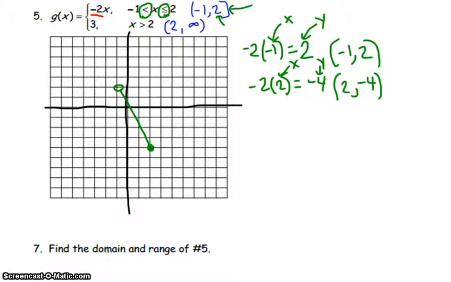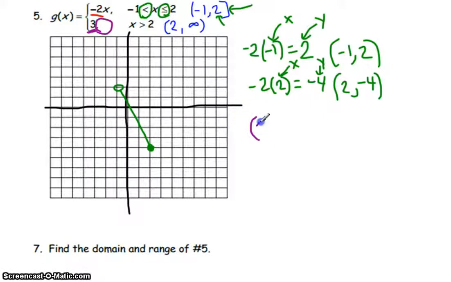Okay, now I'm going to do my second one, which is going to be my 3. Now this is for any number greater than 2. Now since there is no x value here, if I put in a 2, I'm still going to get a 3 out. If I plug in a 3, I'm still going to get a 3. If I plug in a 4, I'm still going to get a 3. Because there's no x, no matter what number I plug in, my answer will still be a 3. But it has to be a number greater than 2.